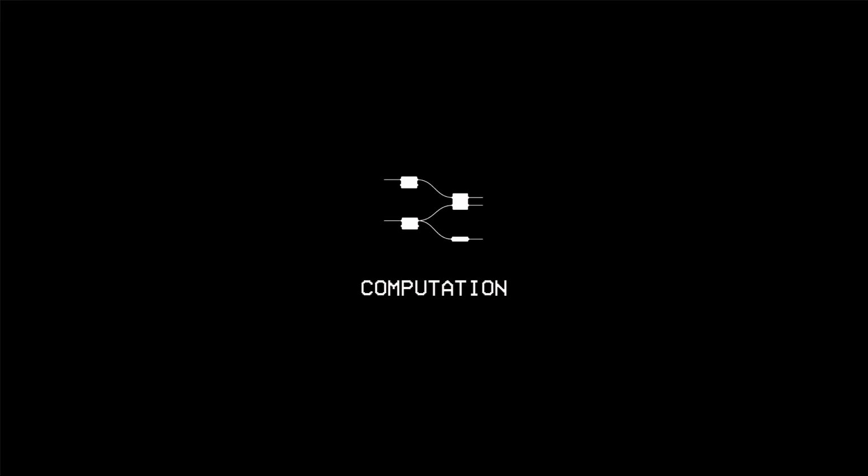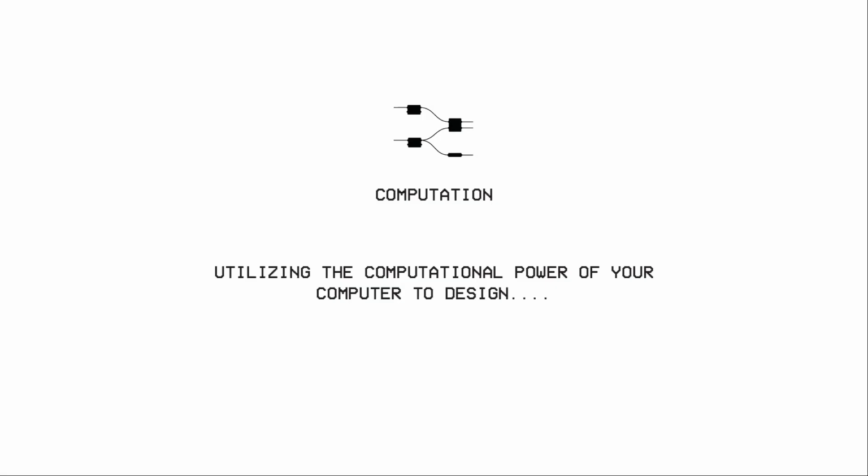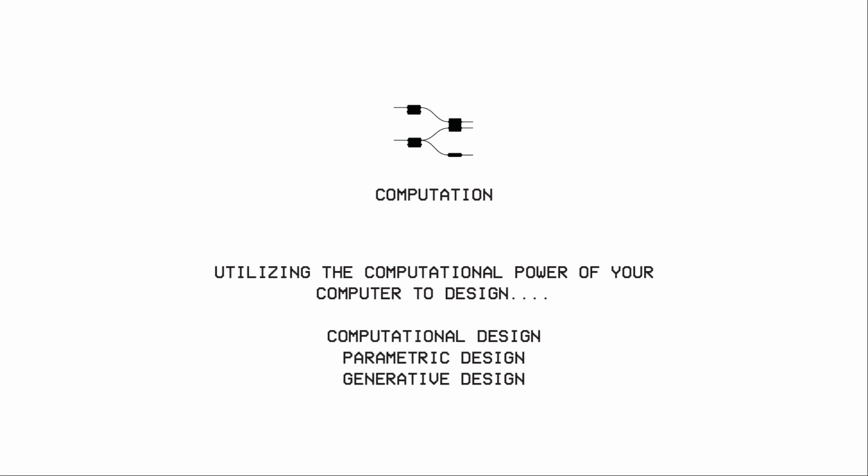So next up, we've got computation. So first of all, what exactly is computation? Computation or computational design is when we're utilizing the computational power of your computer to design things. A computer is good at processing loads of information really quickly, mathematics, all those kind of things. We will do an in-depth video on what exactly is computational design, but it's a term that really encompasses some of these other things that you would have heard of. Computational design, parametric design, generative design, they all to me fit under the computational design umbrella.